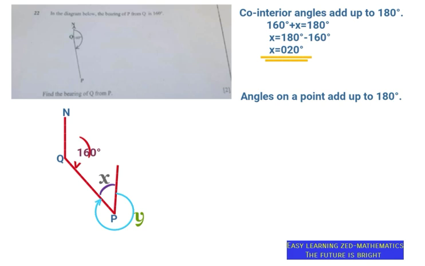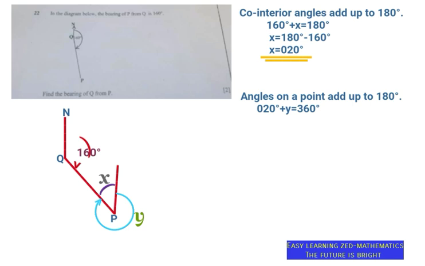Now we're going to come up with an expression: x plus y will give us 360 degrees. We already know that x is 20 degrees, so we write 20 degrees plus y is equal to 360 degrees.